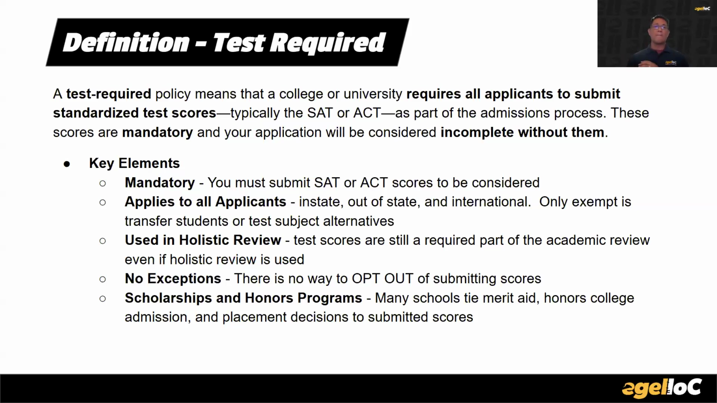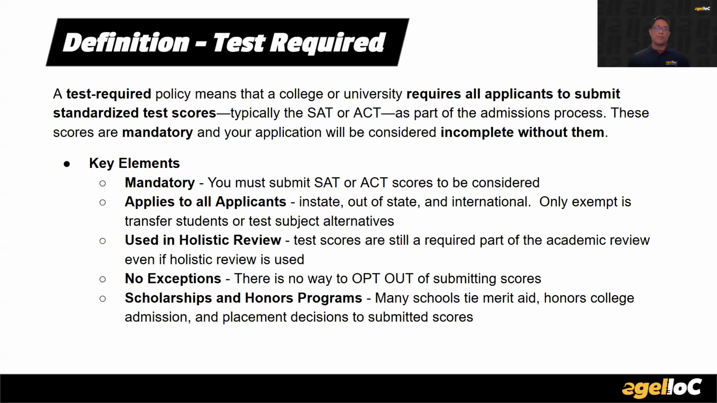Now, these scores are mandatory for those who are test required, and your application will be considered incomplete without them, meaning that they will not go any further in reviewing your application until you submit your test scores. Now, what are the key elements with respect to test required? First of all, as I mentioned, it's mandatory. You've got to submit your SAT or ACT scores to be considered. It applies to all applicants. There are no considerations for in-state, out-of-state, or international. The only exception is for transfer students or those students that have test alternatives.